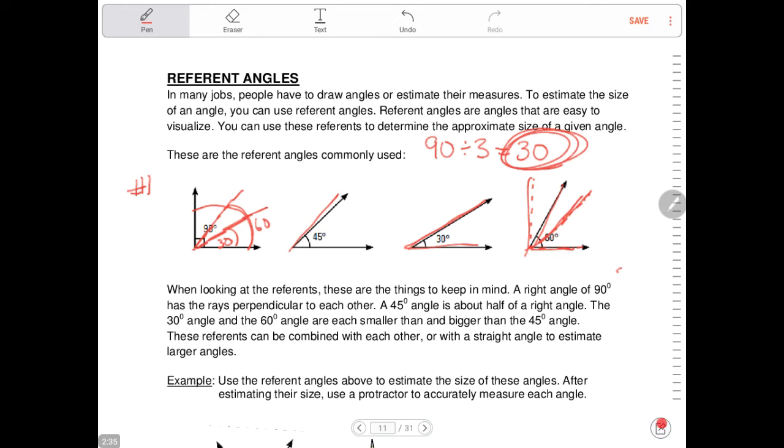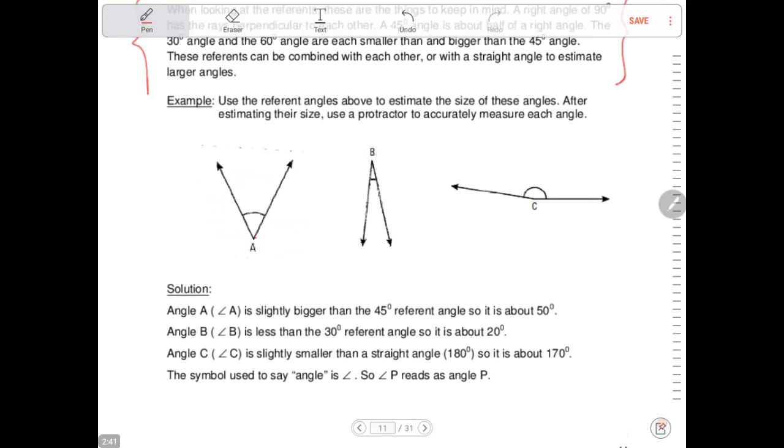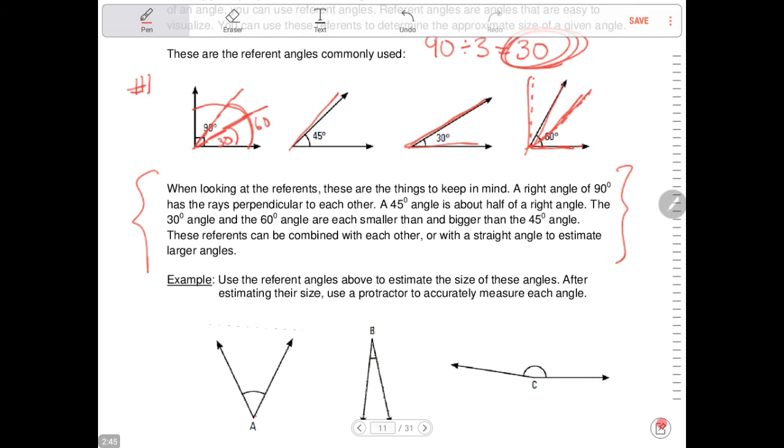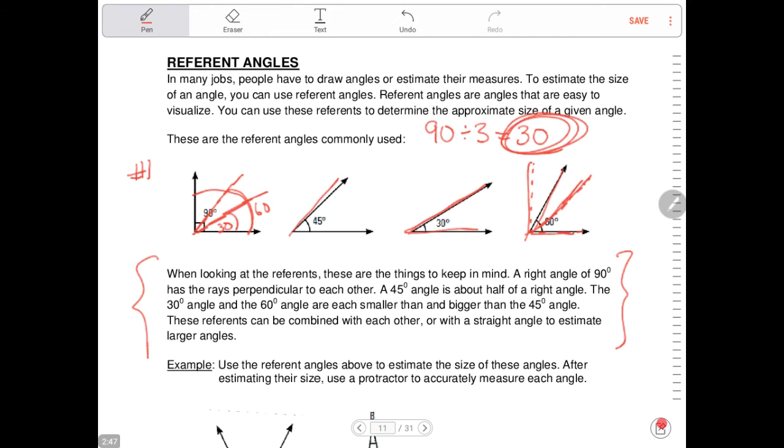Now, there is some logic to this. There is maybe some puzzle thinking, because what's going to happen is you're going to be given various angles, as you can see down here, and you're going to be somewhat estimating. And what you do is you're going to use these referent angles, and maybe a combination of some, just to try to guesstimate what an angle might be.